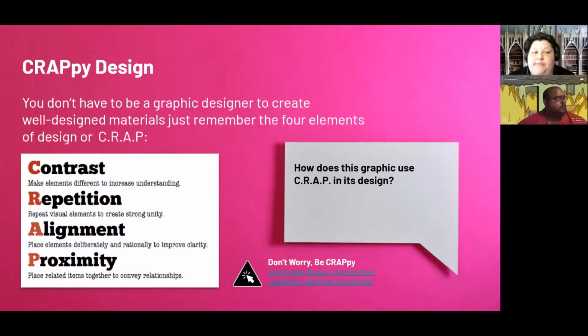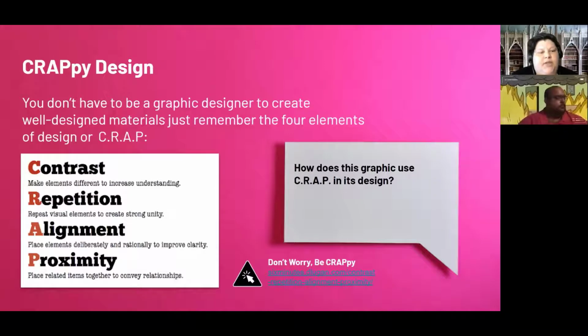We also have repetition, okay? With repetition, you want to repeat visual elements in order to create unity between those elements. And this could be related to font size, and it could be related to font face. Next, you have alignment, which is where you place elements deliberately and rationally in order to improve clarity. For me, this is making sure that everything is left aligned because it's easier to read. Centering something may look visually appealing to us, but if it's large blocks of text, it's going to be harder to read because we want to go back to the beginning of the line, but if that position is constantly changing, it's going to be more work.